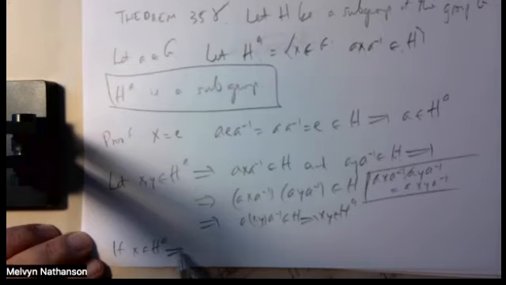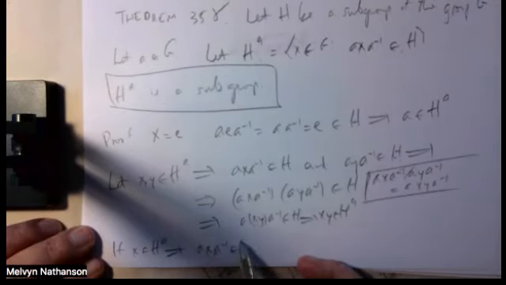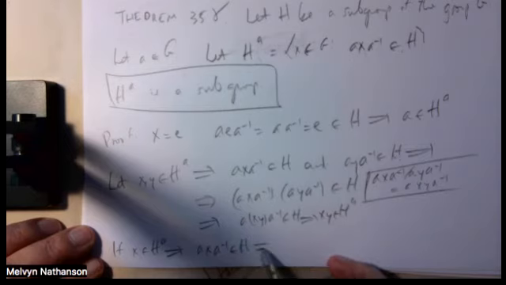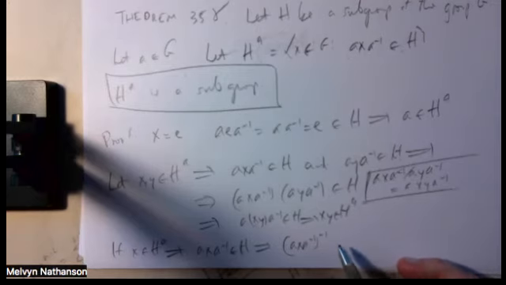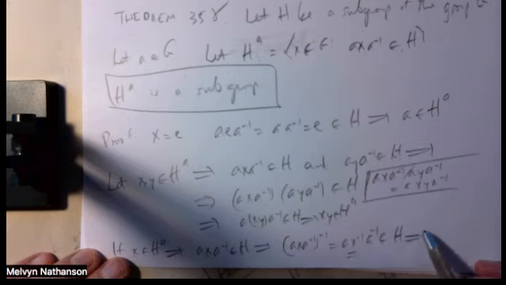And finally, if x is in H_A, that means a x a inverse is in H. H is closed under taking inverses. So a x a inverse inverse, what is that? That's exactly a x inverse a inverse is in H. Which means x inverse is in H_A. So this set H_A is closed under the group operation, multiplication, and inverses. So it's a subgroup.